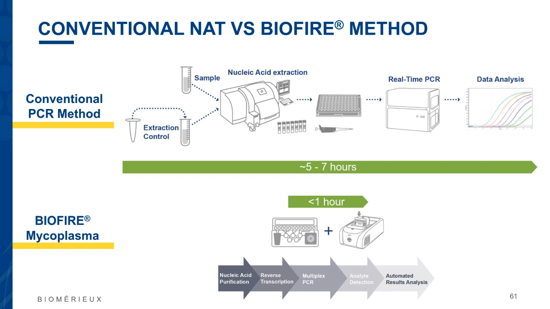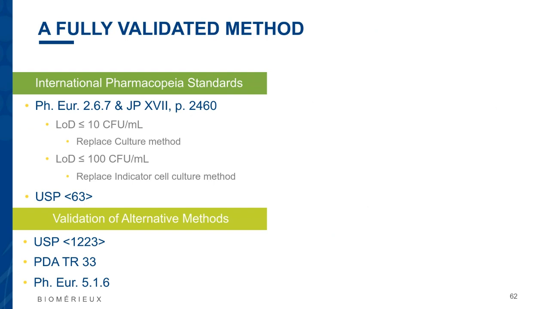And before validating the assay, obviously all the internal controls need to pass the specifications that have been predefined in the instrument. So we validate the method following all the international pharmacopoeia standards and everything that has been written about the validation of alternative methods, meeting the expected LODs from the European, USP and Japanese pharmacopoeias. The LOD must be less than 10 CFU per ml to replace the culture method, and the LOD must be less than 100 CFU per ml to replace the cell culture method, right?